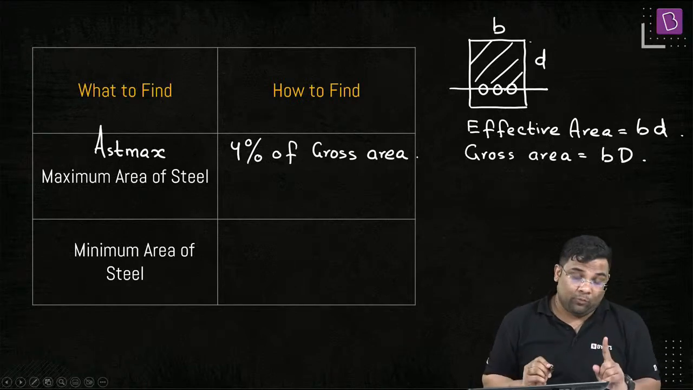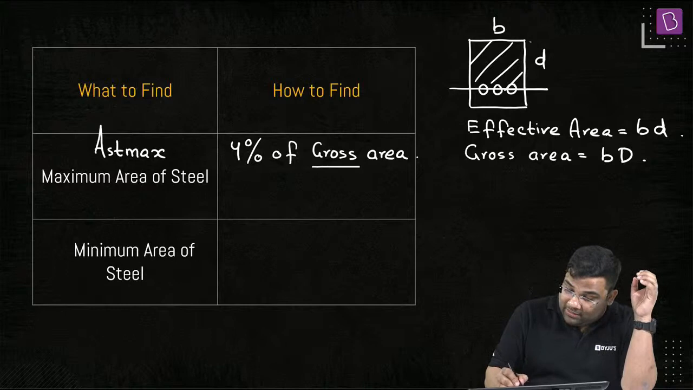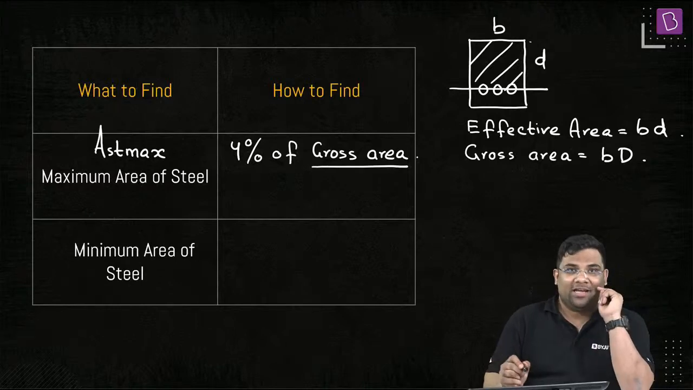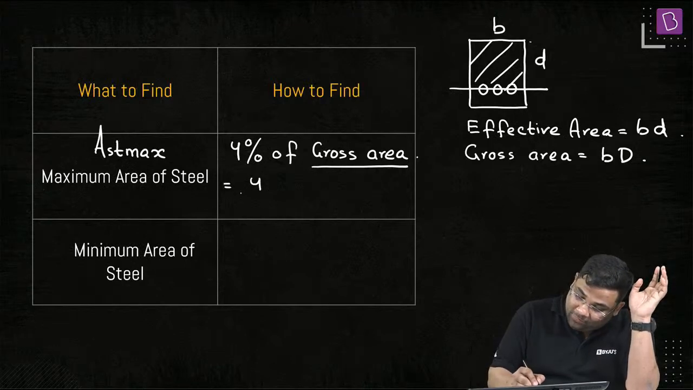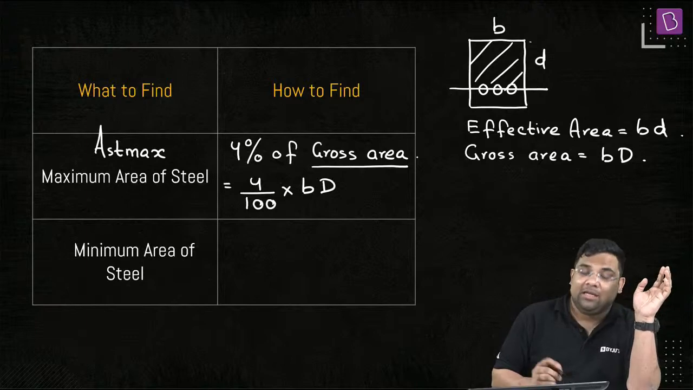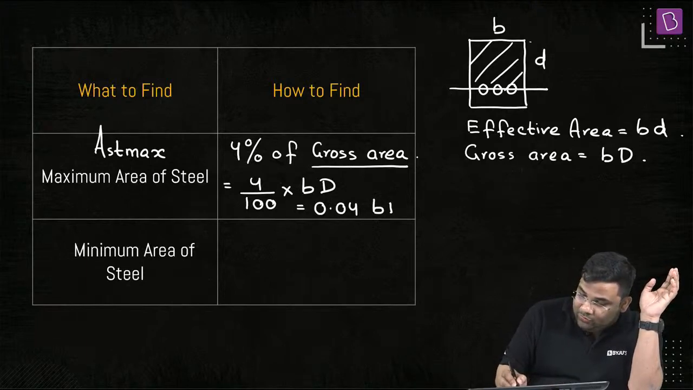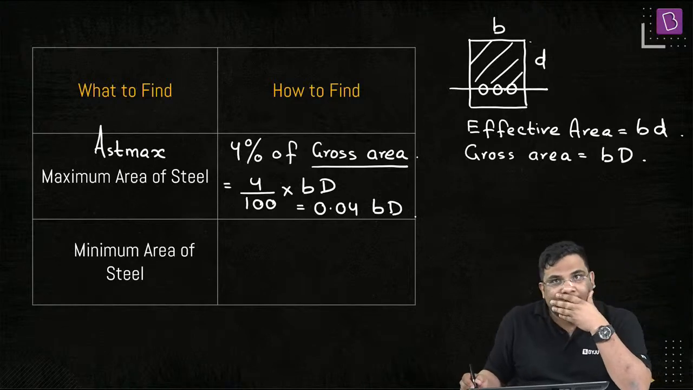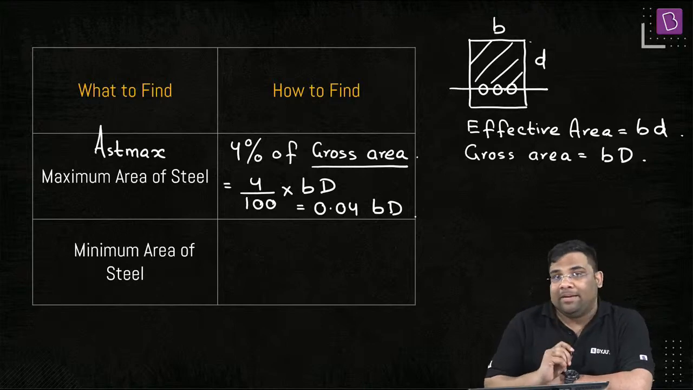So remember, very important, that when you are finding the maximum area of steel, you have to take the gross area, not the effective area. So 4% of gross area will be b into capital D, or I can say this is 0.04 bD. Understood? Yes. And then what about the minimum area of steel?